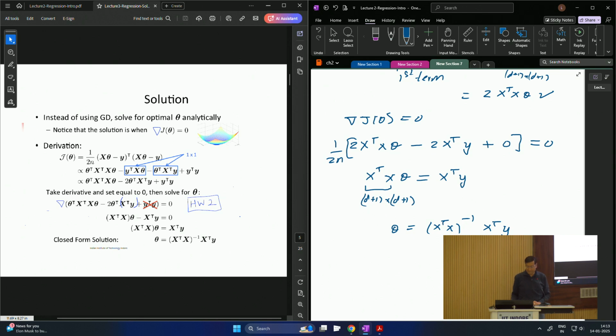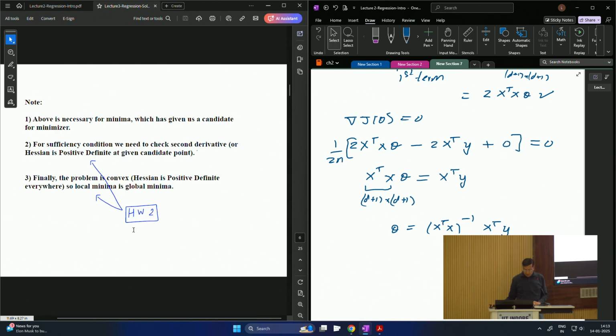Everybody with me? Okay. So now what we'll do, this is what I've written here. Above is a necessary condition for minima, which gives us the candidate for minimizer. Now we'll do the same thing. Check for the second derivative whether the Hessian is positive definite at the given point. Finally, is the problem convex? Hessian is positive definite everywhere, so the local minima becomes the global minima.